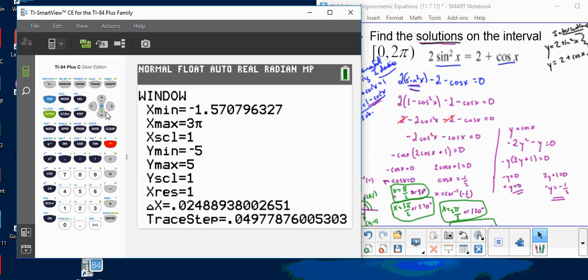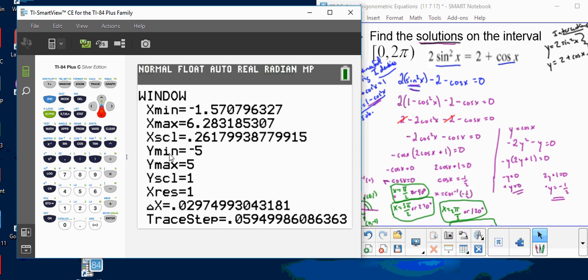Actually, no, let's just go to 2 pi. I think we'll be fine. So from 0 to 2 pi. Now I'm going to change our scale. Let's go by pi divided by 12. Usually that's a good scale to go, so pi divided by 12.